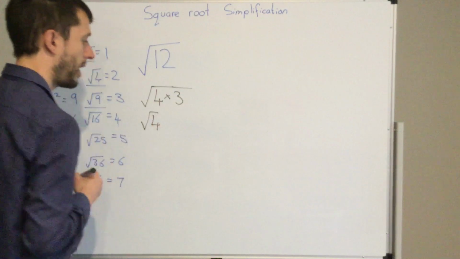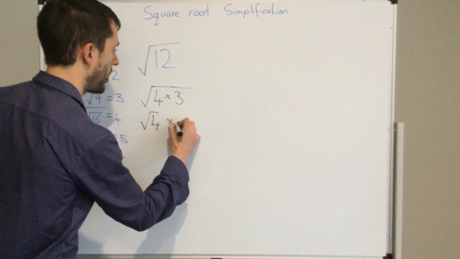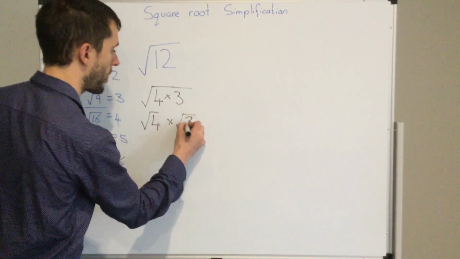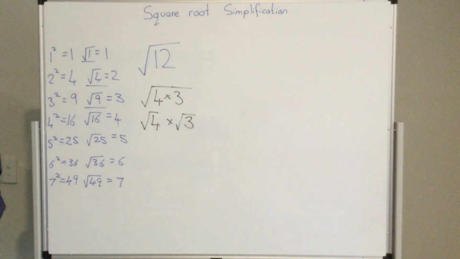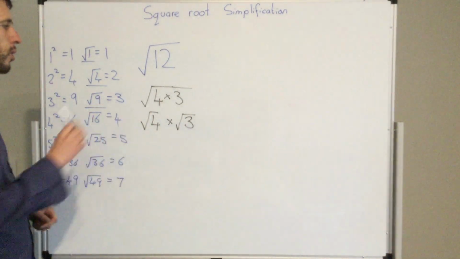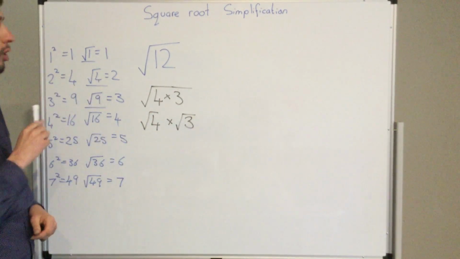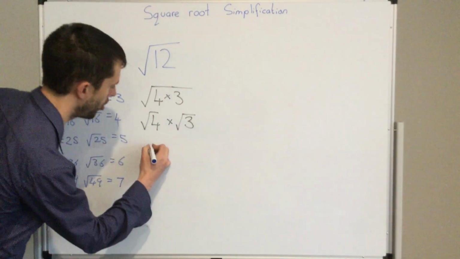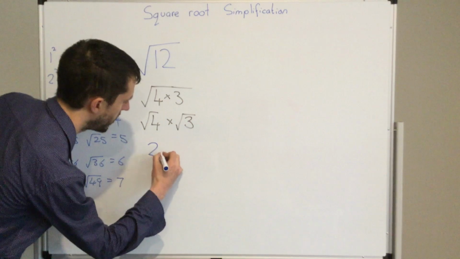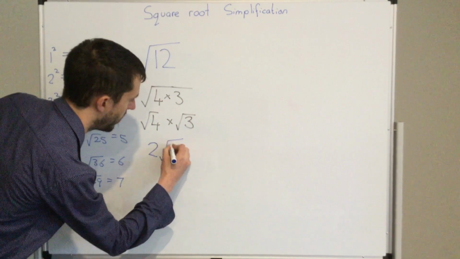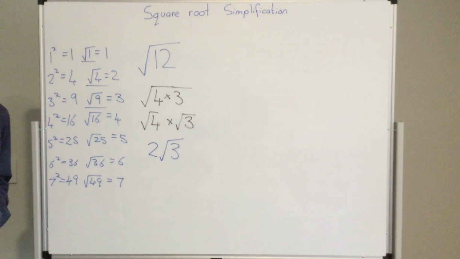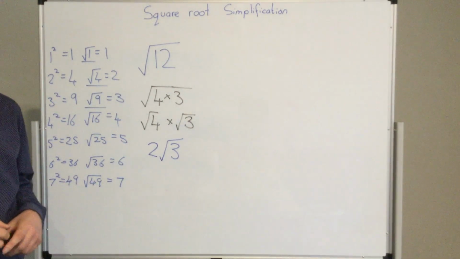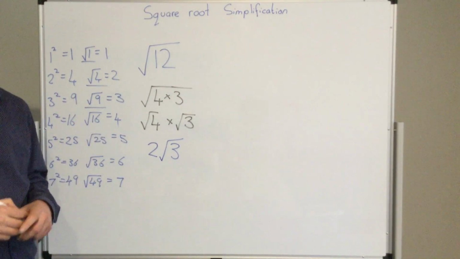The square root of 4 can have its own root times the square root of 3. The square root of 4, we know 2 times 2 equals 4, so the square root of 4 equals 2. And then I leave the square root of 3 as is. Let's try another question.